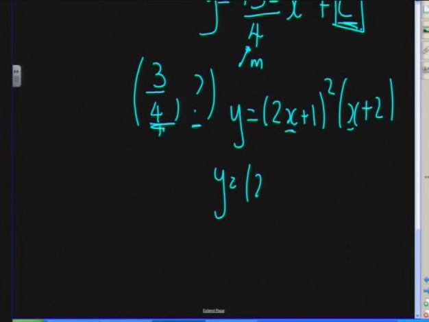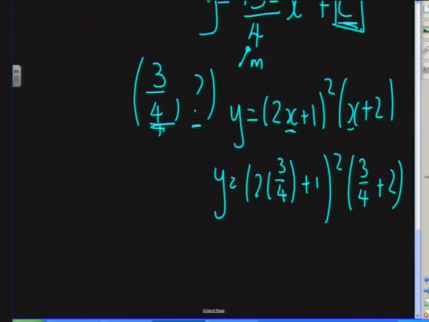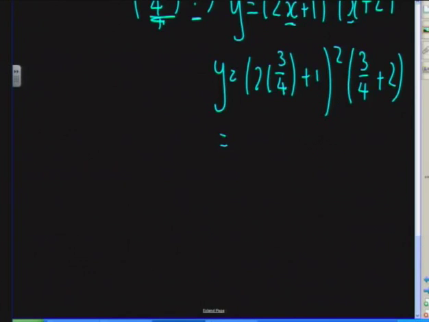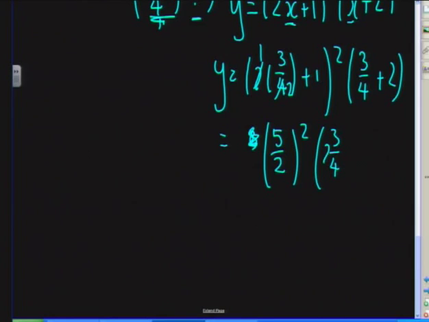So it's going to be 2 times 3 over 4. You can put it in this form where we haven't expanded, or you can put it into the expanded form. It really doesn't matter. So I'm going to get 2 times 3 over 4. 2 goes into itself once, 2 goes into 4 twice. So we're going to get 3 over 2, which is 1.5, plus 1. So we get 2.5, which is 5 over 2, squared, times 3 over 4 plus 2, which is 2 3/4.